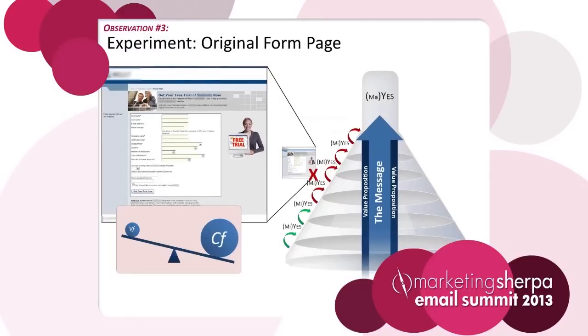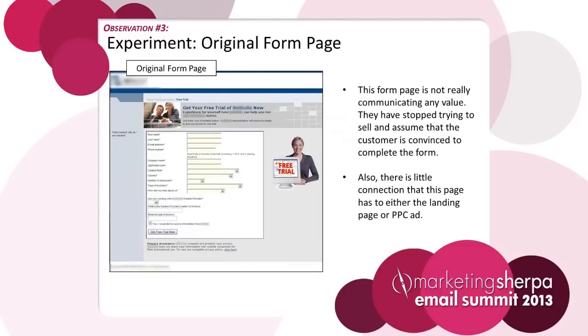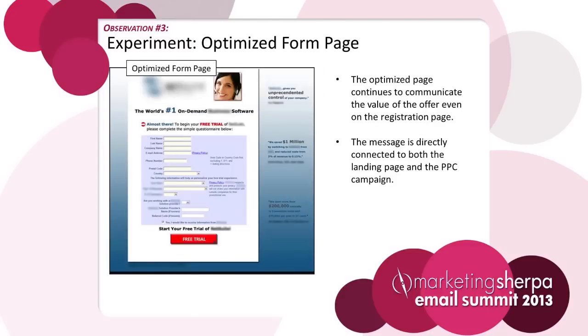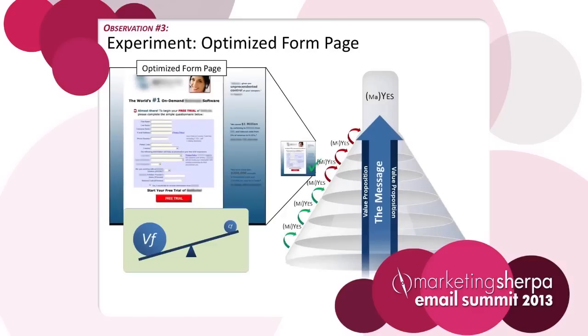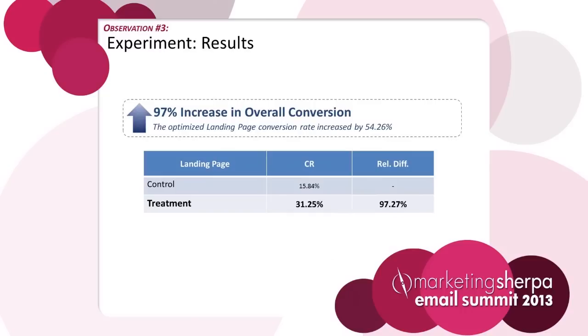And we tip so that the cost force doesn't weigh so much by moving the original to this. Same number of fields, by the way. The value force then outweighs the cost force. What happens to form completions? A 97% increase in people who complete the form.